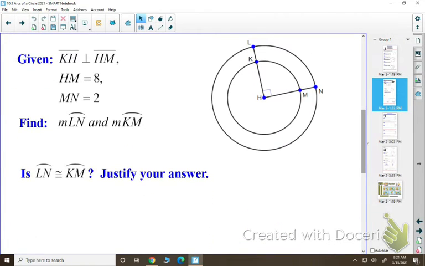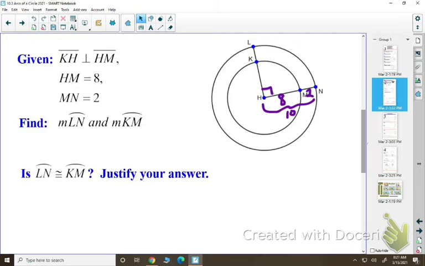Okay, continuing on here. So in this one, we are given that segment HK is perpendicular to segment HM. So that implies in the picture that we have a right angle there. If segment HM is 8 and the length of segment MN is 2, so if we pause for a moment, that would tell me that the radius of the outer circle would be 10 because 8 plus 2 is 10.